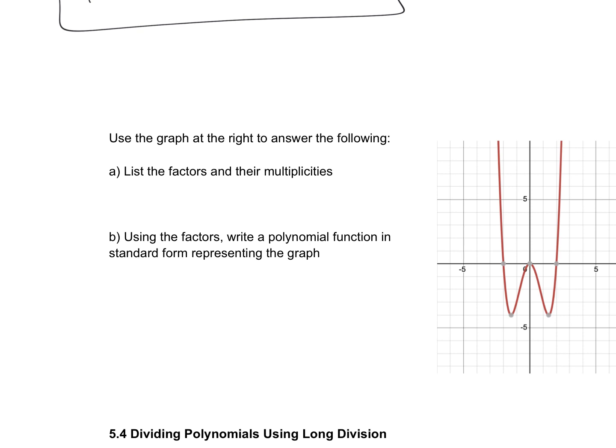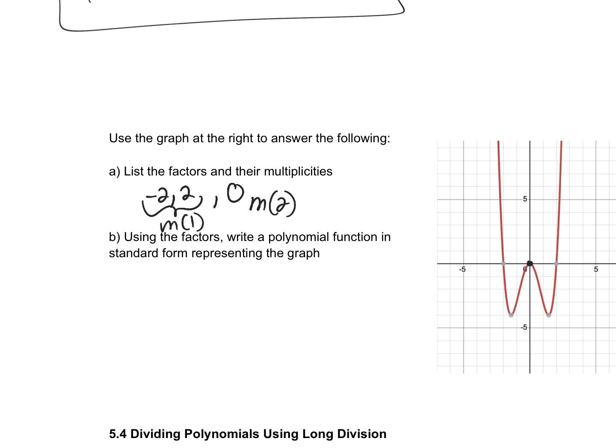List their factors and multiplicities again. So this one looks like it has 3 as well. But this time at 0, it bounces. So that means it's going to hit at -2 and +2. And the multiplicity for those two is 1. And then also 0, and that multiplicity is 2. And I know that because it bounces. It doesn't go all the way through 0.